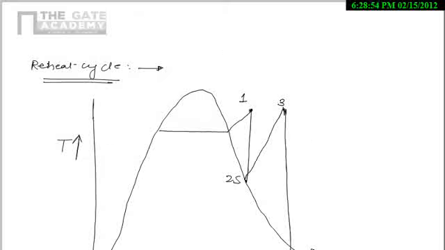I will explain again. Initially we are at state 1 and we expand the steam from 1 to 2s in the first turbine, then we reheat from 2s to 3 in the boiler, and again from 3 to 4s we re-expand in the second turbine.